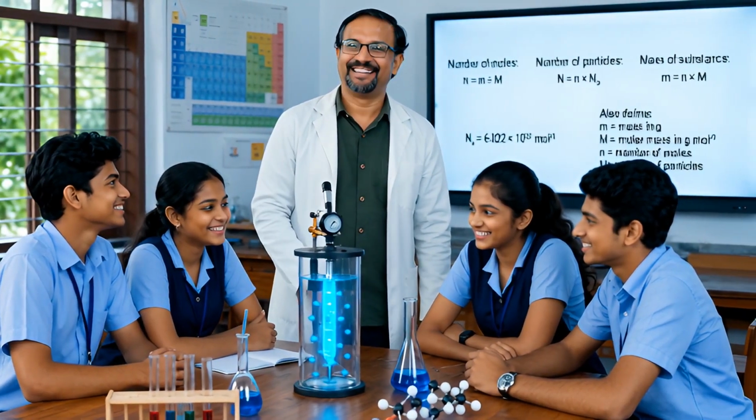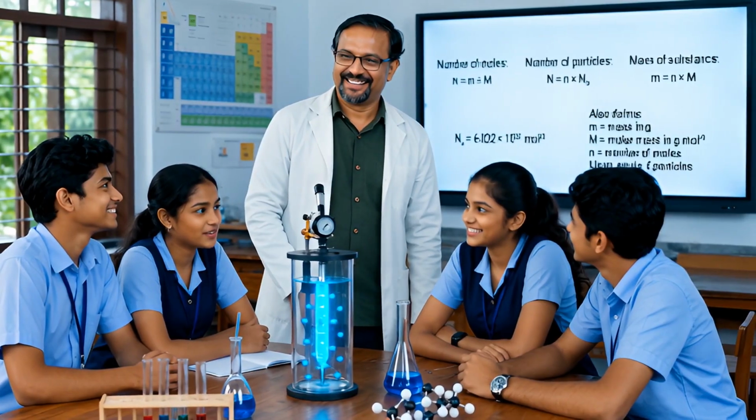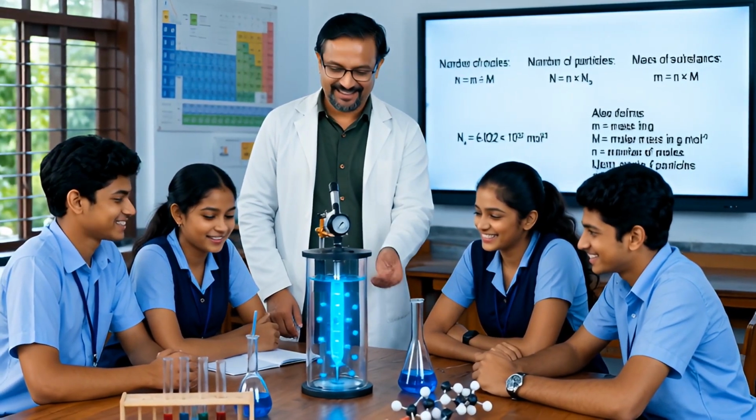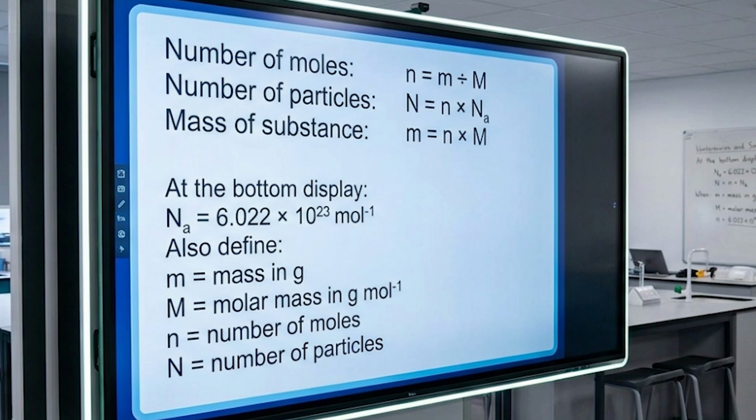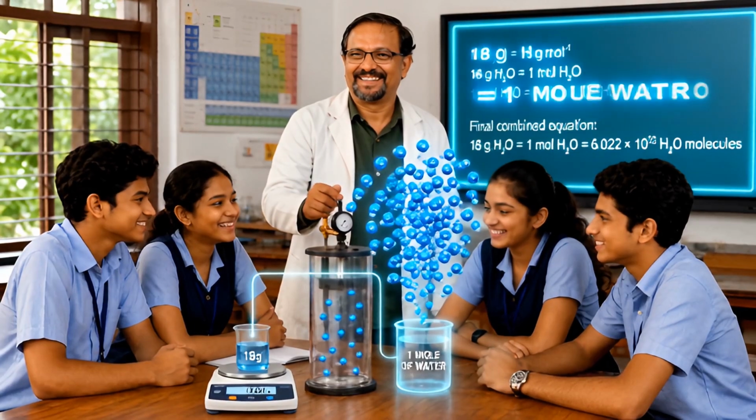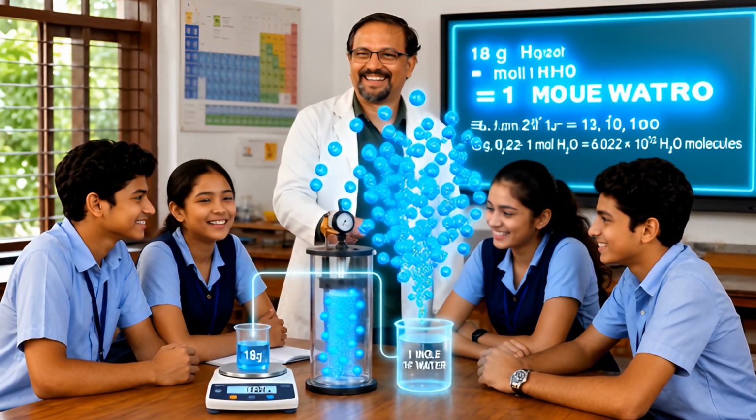Answer: to calculate the number of moles, the given mass must be divided by the molar mass. That is, number of moles equals mass divided by molar mass. To calculate the number of particles, the number of moles must be multiplied by the Avogadro number. That is, number of particles equals number of moles multiplied by Avogadro number. To calculate mass, the number of moles must be multiplied by the molar mass. That is, mass equals number of moles multiplied by molar mass.